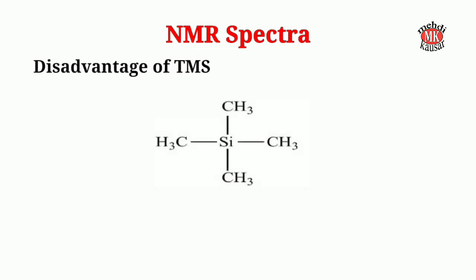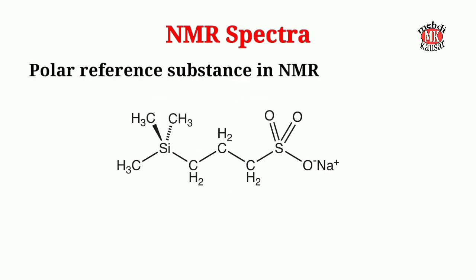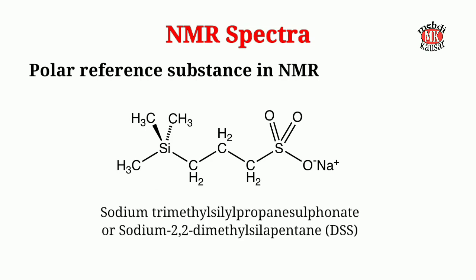But a major disadvantage of tetramethylsilane is that it is insoluble in water, and therefore we cannot study the NMR spectra of a sample using tetramethylsilane if the sample is highly polar and soluble in water only. An example of a polar reference substance is sodium trimethylsilyl propane sulfonate. This substance can be used as a reference substance if the sample is polar and soluble in water only.